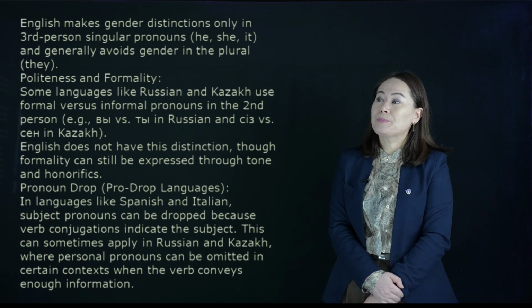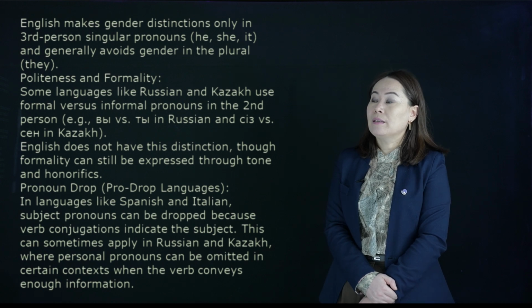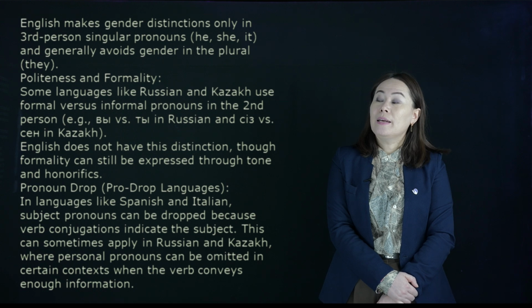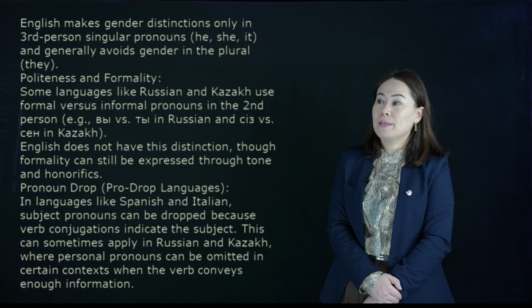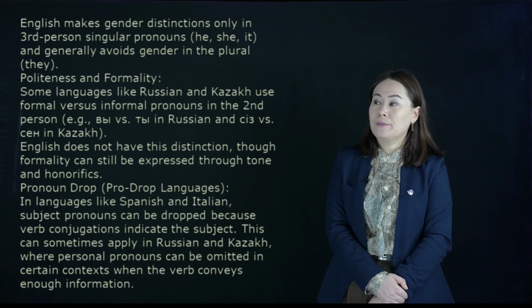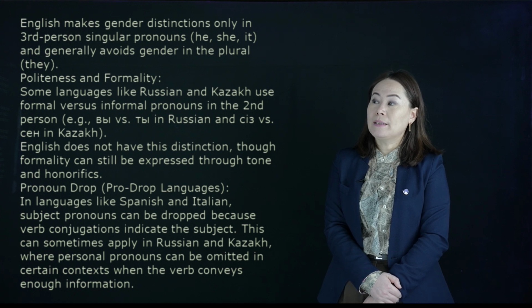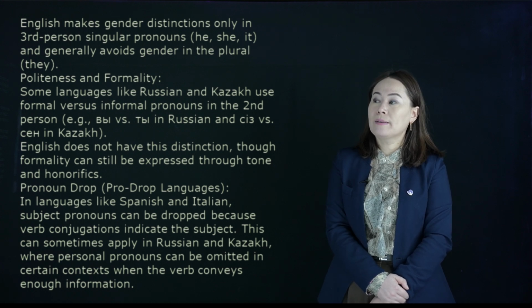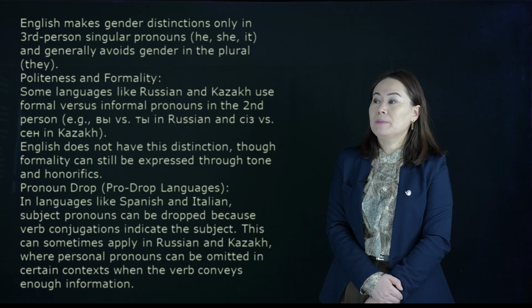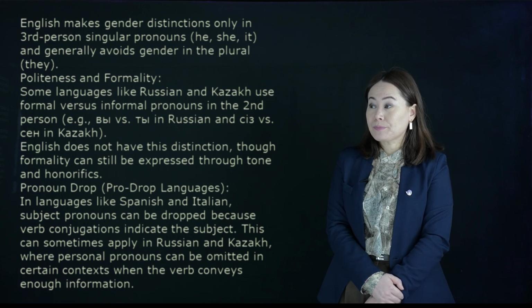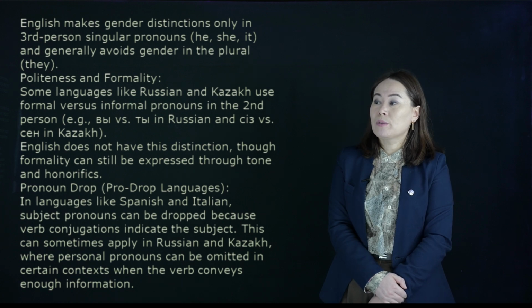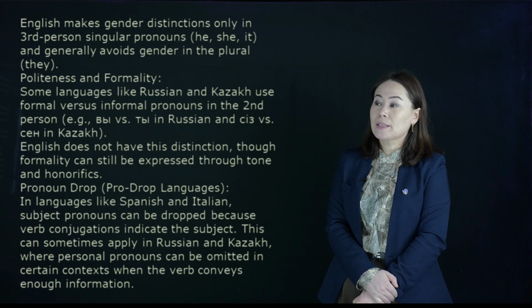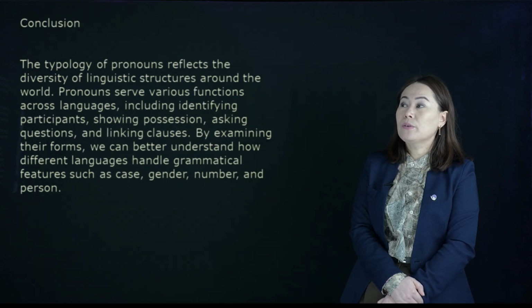Politeness and formality. Some languages like Russian and Kazakh use formal versus informal pronouns in the second person, ты and вы in Russian, and sen and siz in Kazakh. English does not have this distinction, so formality can still be expressed through tone and honorifics. Pronoun drop. In languages like Spanish and Italian, subject pronouns can be dropped because the verb conjugation indicates the subject. This can sometimes apply in Russian and Kazakh, where personal pronouns can be omitted in certain contexts where the verb conveys enough information.